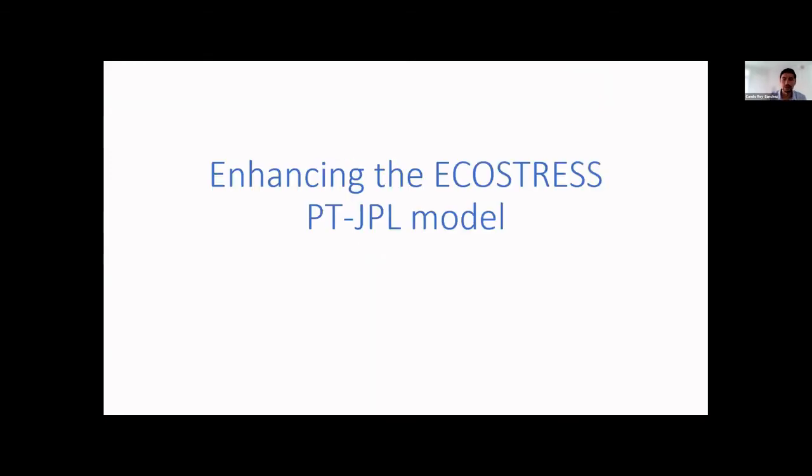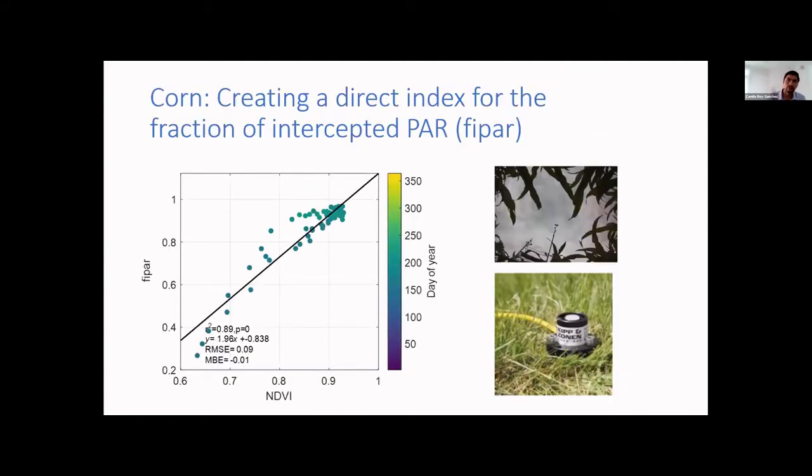Okay, so how can we use this information to enhance the Ecostress PT-JPL model? One of the most important variables in this model is fIPAR, the fraction of intercepted PAR, because this variable determines the partitioning of net radiation between the canopy and the soil. So for this project, we collected direct measurements of under-canopy PAR with these PAR sensors that you see here in the picture. This allowed us to create this nice time series of fIPAR and eventually find the strongest relationship of fIPAR with our remote sensing indices from Planet Labs. In this case, we found that NDVI was the strongest.